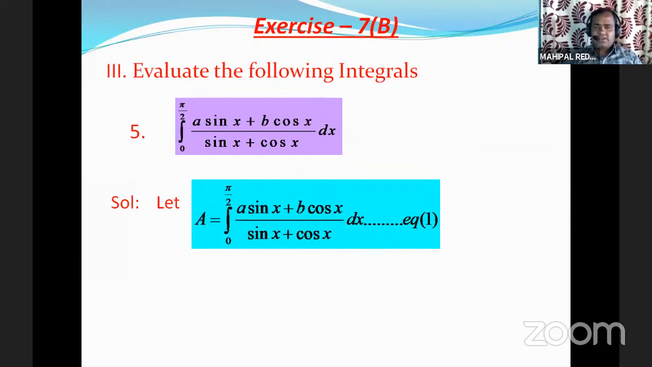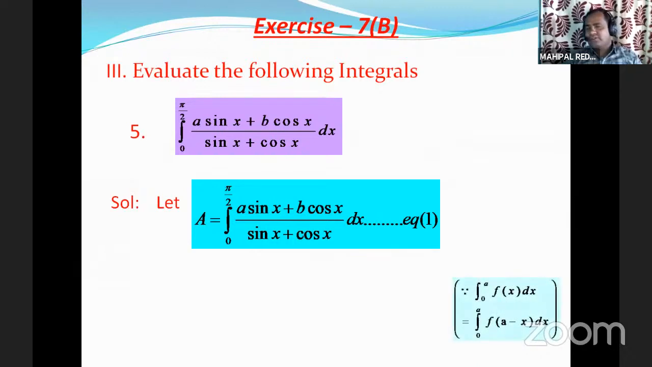Solution: let us take the given question as A equals integration from 0 to pi by 2 of a sin x plus b cos x by sin x plus cos x dx. That is equation number 1. I am taking this as capital A; otherwise we can choose capital I also.